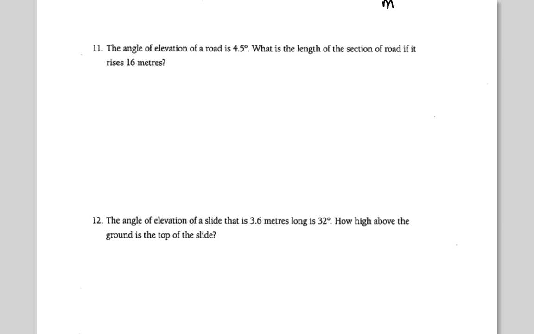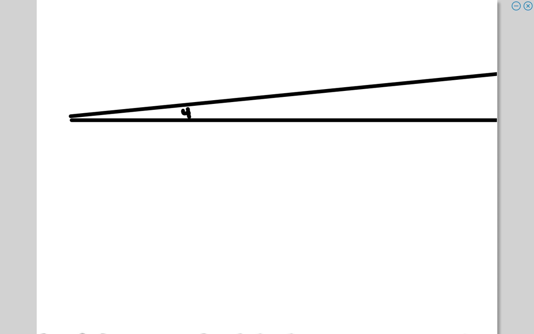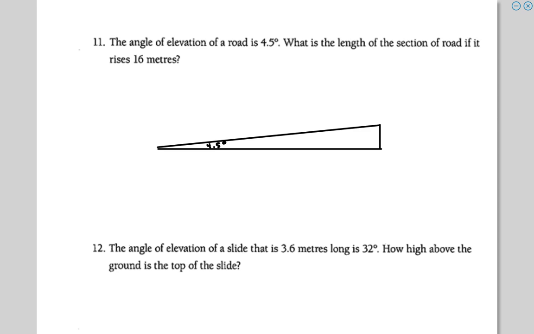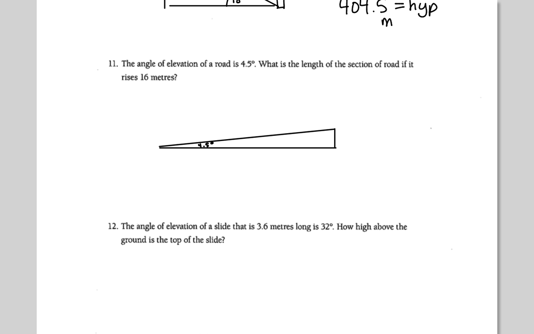Okay, we have a road. So there's a subtle incline in the road. It's 4.5 degrees. It says, what is the length of the section of the road? So if you were a car, boom, boom, like this. Oh yeah, good picture. The hypotenuse, because this is the right angle here, this is the road. This is the road. And it says it rises 16 meters, so this is 16 here. So they want you to find the hypotenuse.